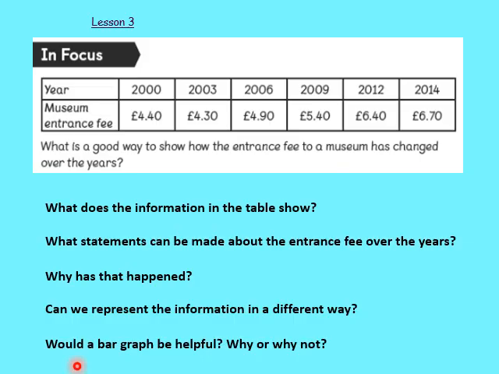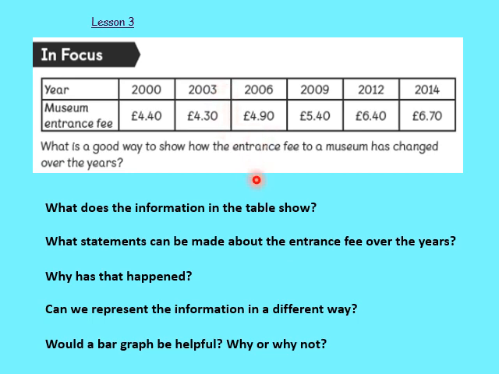So here is today's in focus, and we have another table here. This time in the first row we have years. We've got 2000, 2003, 2006 and so on. And in the second row we have museum entrance fee, which means the price you pay to get into a museum. So we can see that in 2000 the price was £4.40 and in 2003 the price was £4.30 and so on.